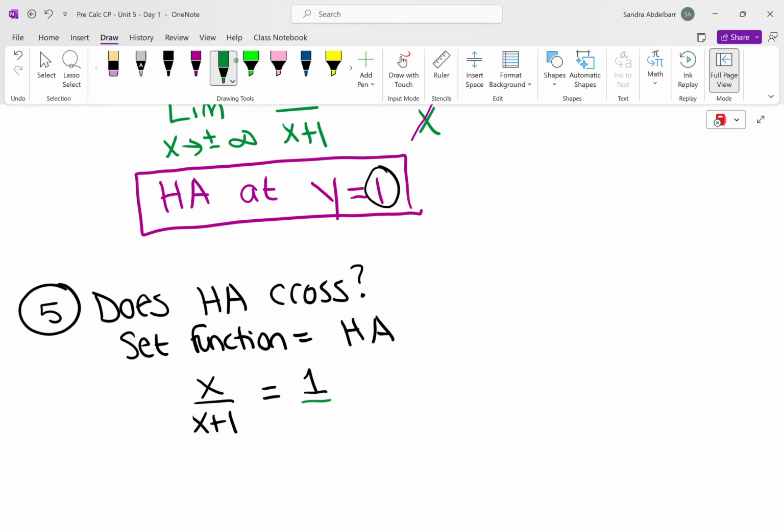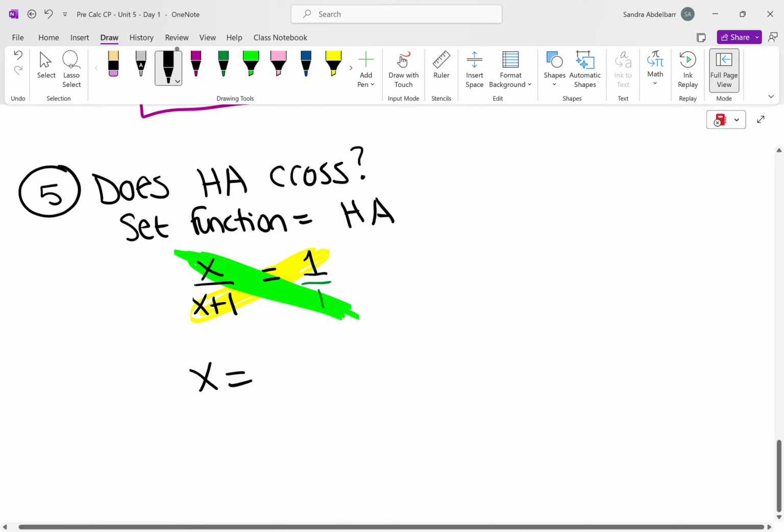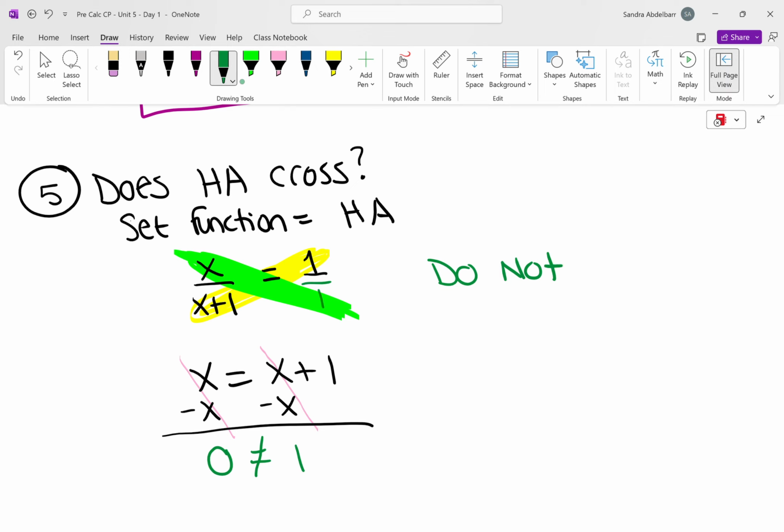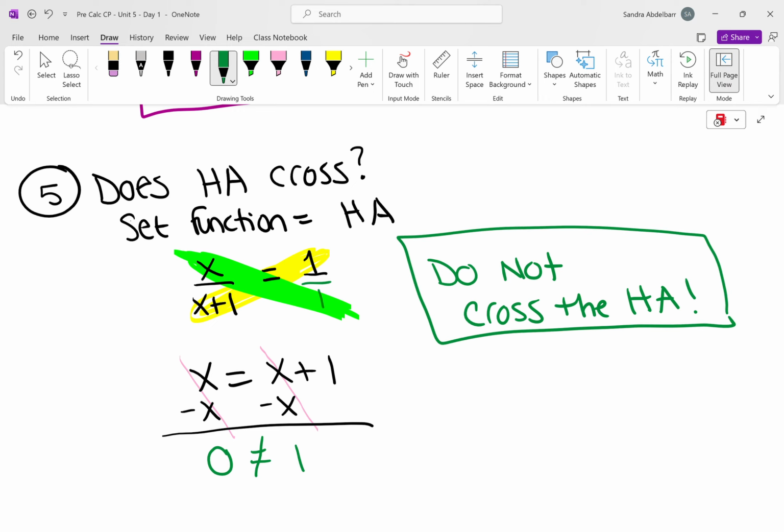Now we have to actually solve this. The way I'm going to solve this is, isn't this 1 over 1? When one fraction equals another fraction, aren't I allowed to cross multiply? So I'm going to cross multiply. I end up getting 1 times x, which is x, and 1 times x plus 1, which is just x plus 1. When I subtract the x's, what happens on both sides? They cancel. On the left side, I get 0. Does 0 equal 1? No. This is essentially a no solution, right? That means we do not cross the horizontal asymptote.